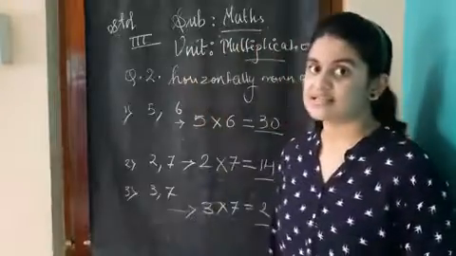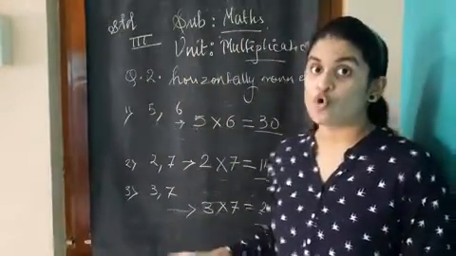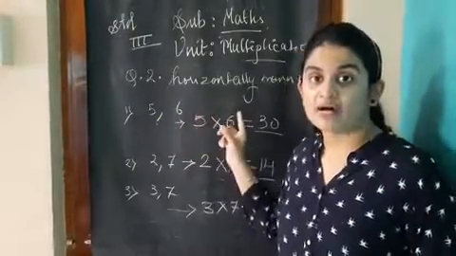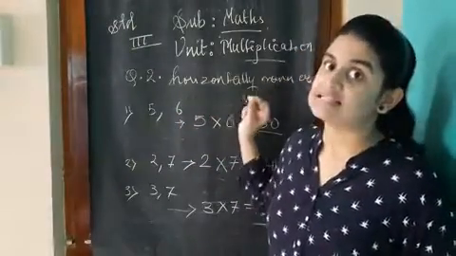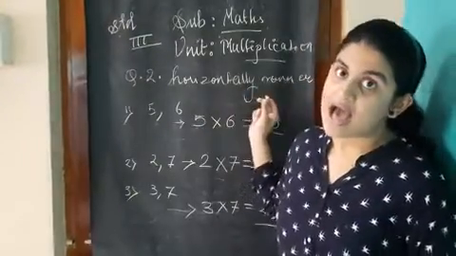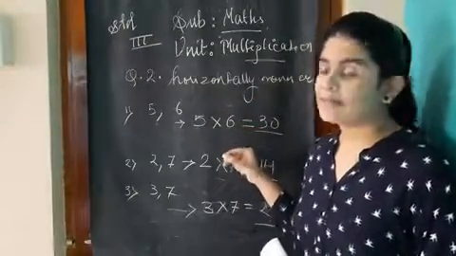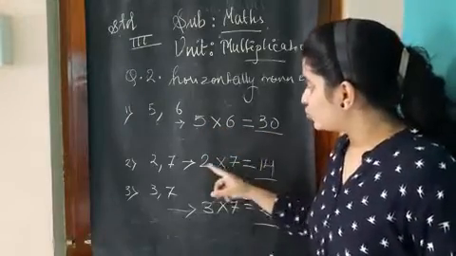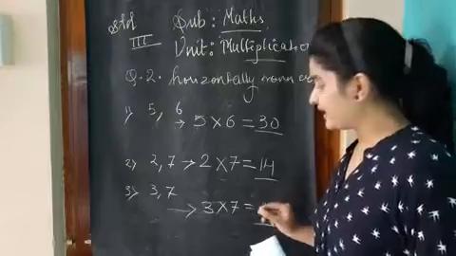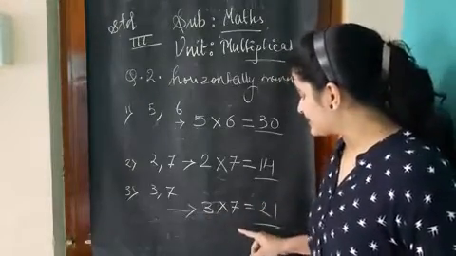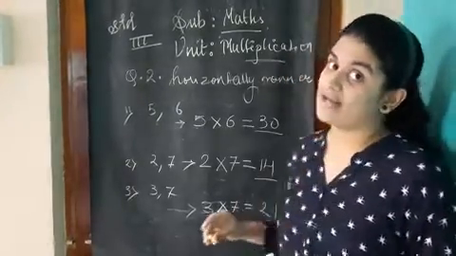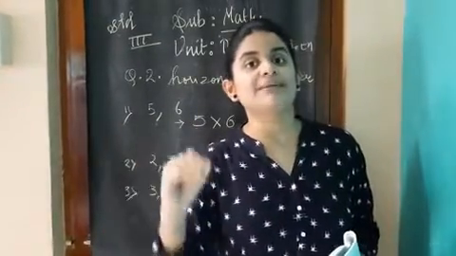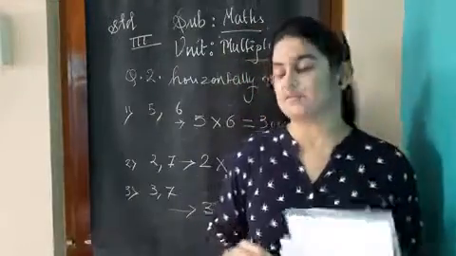Okay, students. So here I have taught you how to arrange these numbers in horizontal manner and find the answer, or else write the answer. So repeat after me. 5 sixes are 30. 2 sevens are 14. And 3 sevens are 21. Okay, students? Now let us see some more examples of multiplication.